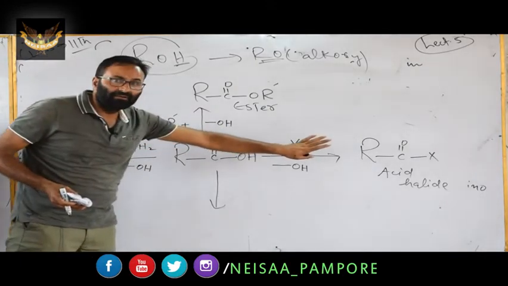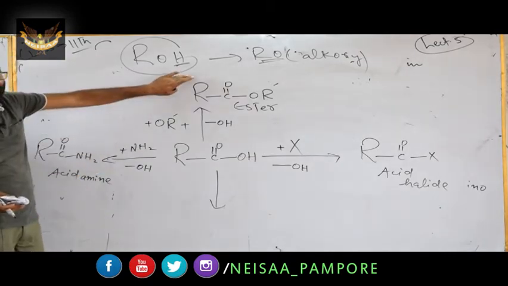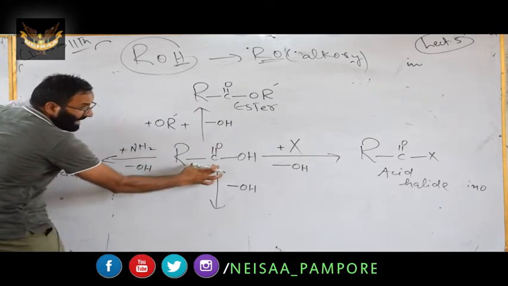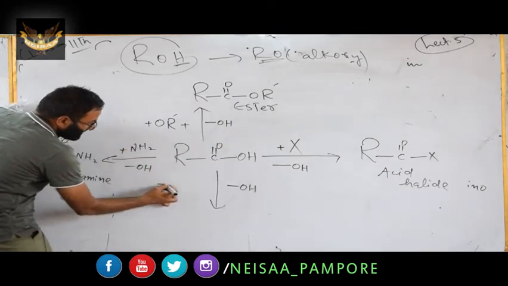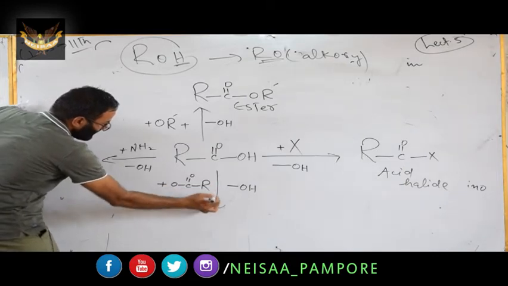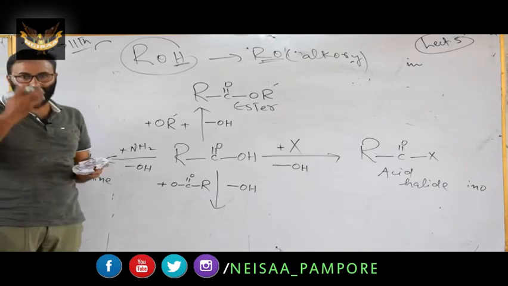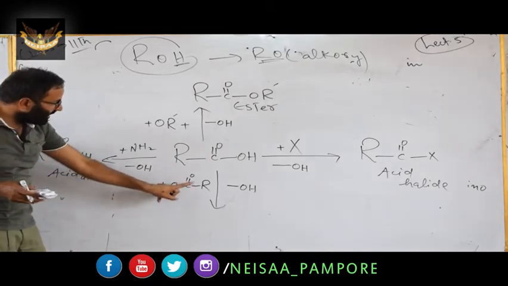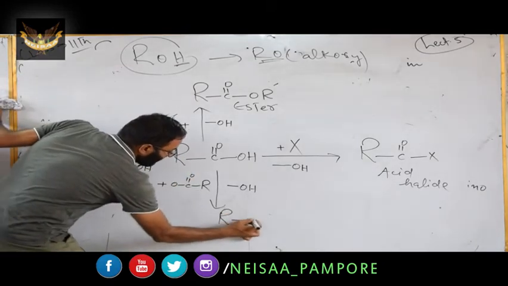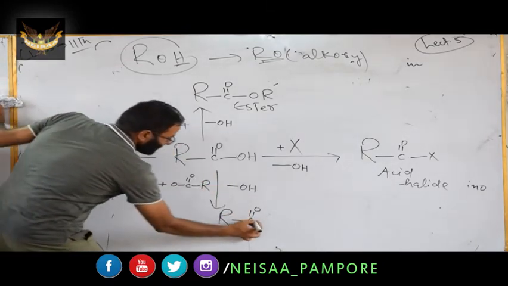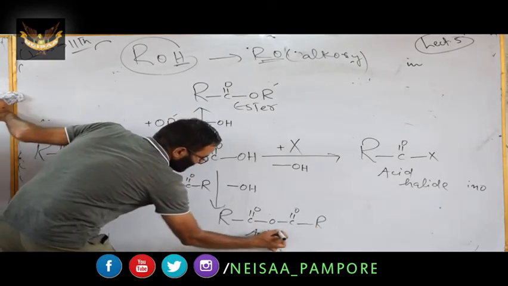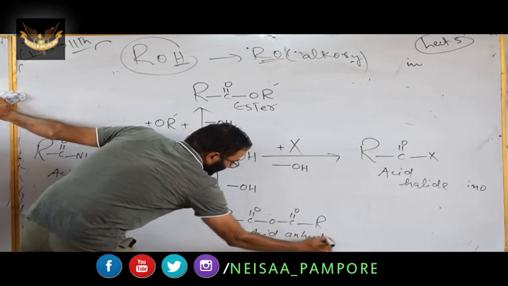Acid halide, acid amide, and we have the esters. If you replace OH of the parent carboxylic acid by this group, O C double bond OR, this group is known as the anhydride group. You will have R C double bond O, then O C double bond O R. This derivative is known as acid anhydride.